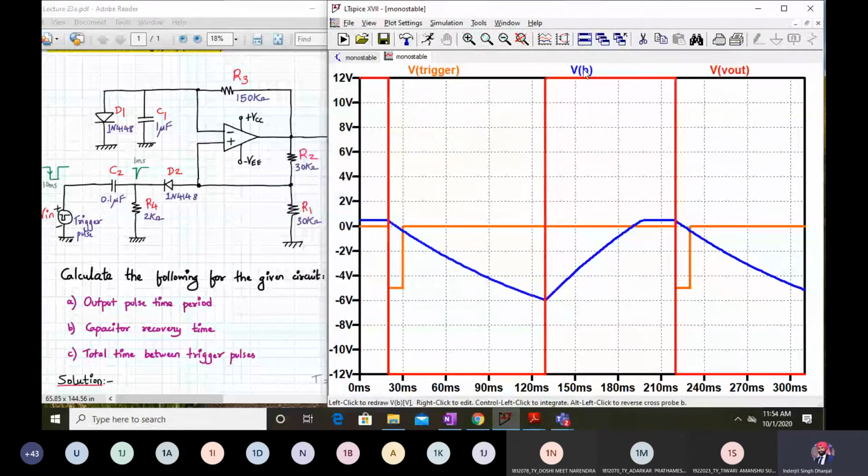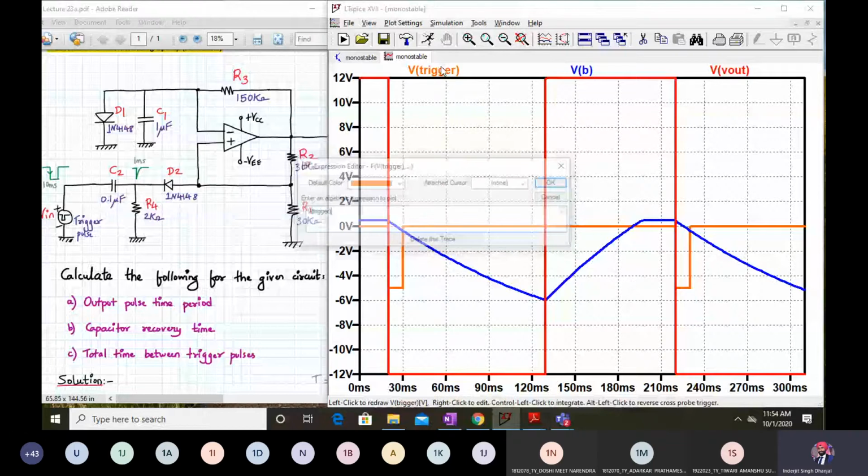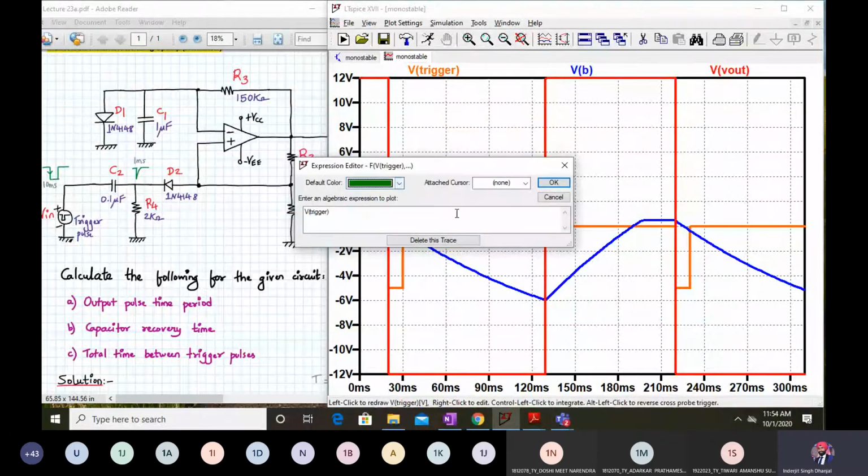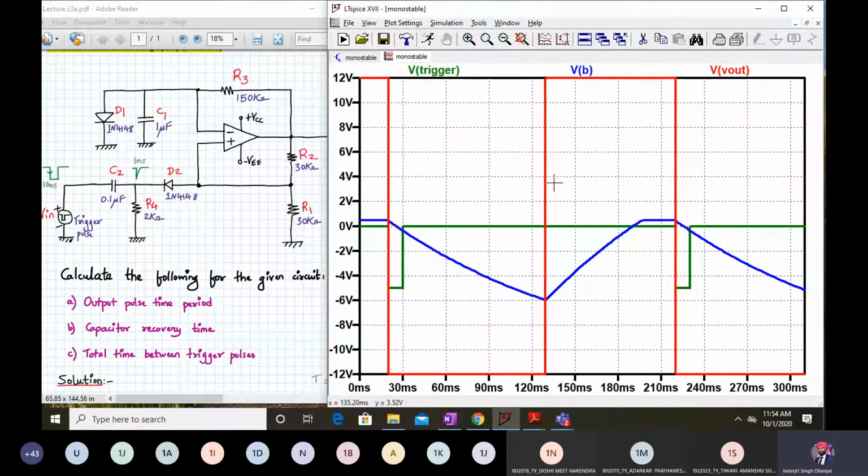I have to change the color of my trigger pulse to maybe green, so that everything is clearly visible. Okay, so I have my trigger pulse coming over here, and as soon as my trigger pulse comes, my output, which was initially at plus 12, that is at plus VSAT, switches to minus 12 volts.